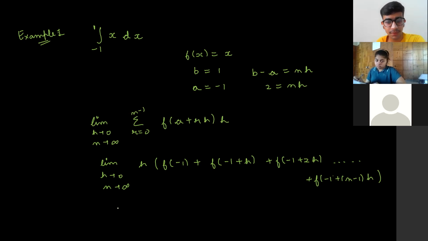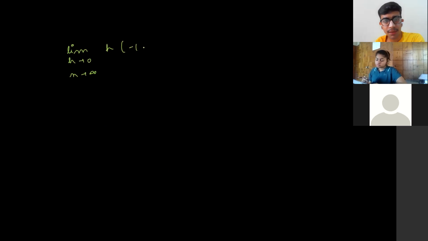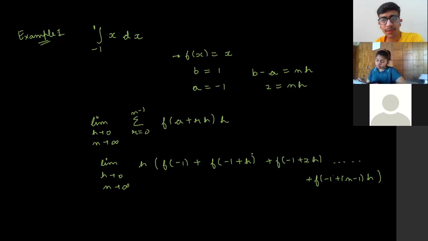ठीक है, let's put the value now. So limit h tending to 0, n tending to infinity, h remains outside the bracket. What is f of minus 1? What is f of minus 1? fx is x. What will be the value of f of minus 1 then? Minus 1. So h times minus 1 plus f of minus 1 plus h. ये क्या होगा? 1 second.